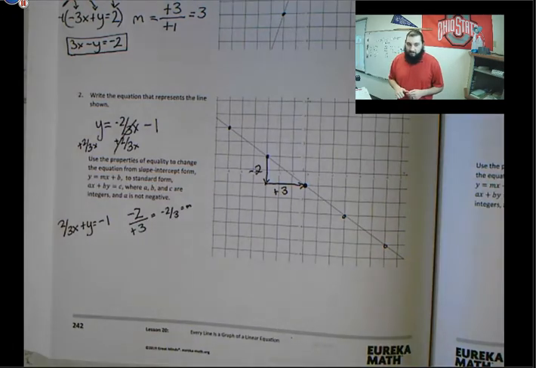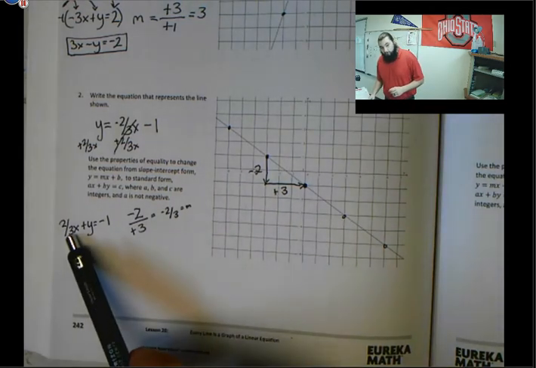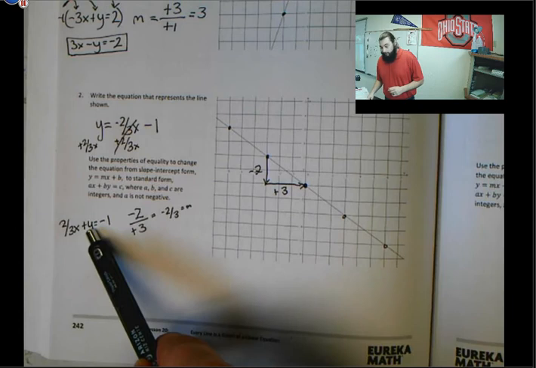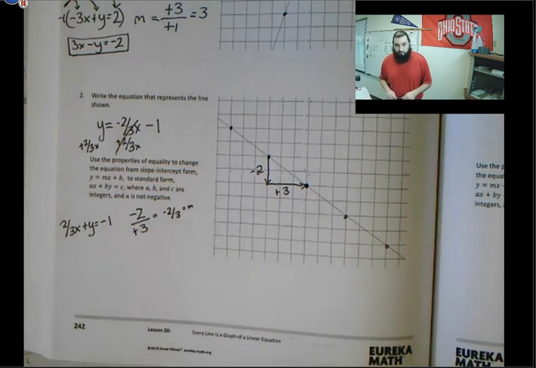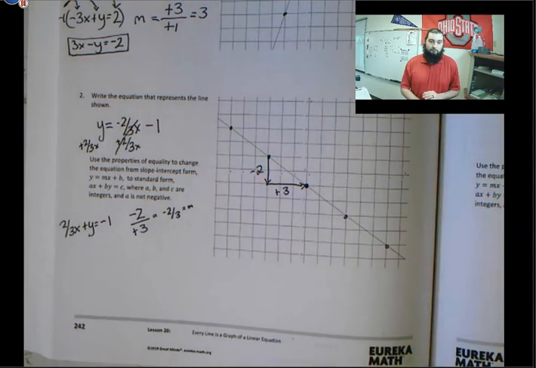Now you might be tempted to say, well, let's just divide everything by 2/3. We can't do that. The reason is that in standard form, a, b, and c all have to be integers. If we multiplied or divided everything by 2/3, we would essentially just take this 2/3 and move it to y, and we would move it to -1. So we would have 2/3 y, and we would have -2/3. That doesn't help us.